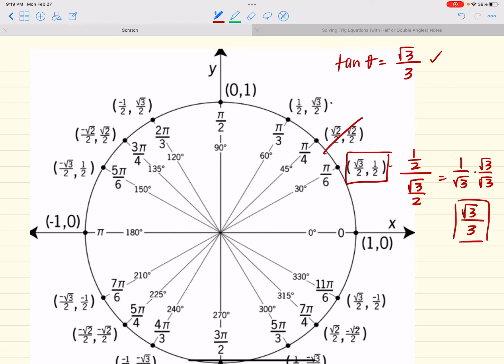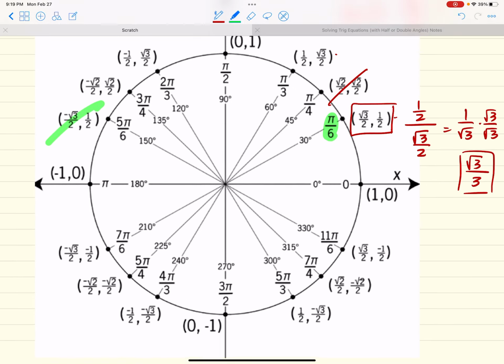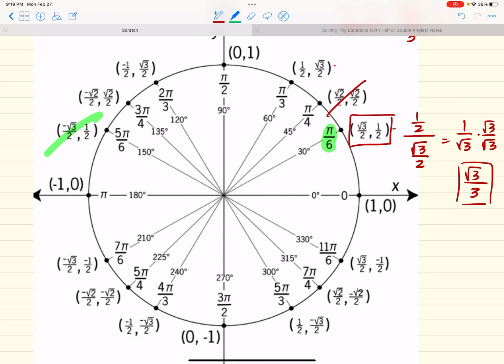And I want it to be positive, so I know one of my angles is going to be pi over 6. I don't want to use this one because that's a positive and a negative, but I will take 7 pi over 6, because a negative divided by a negative is going to make a positive, so this will also get me that same radical 3 over 3. And again, I don't want to use this one because that's going to produce a negative. So that's just in one lap of the unit circle. I've got pi over 6 and 7 pi over 6.